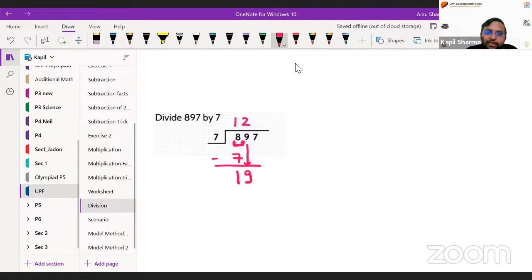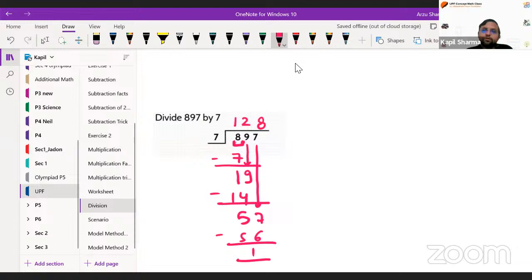Then 7 times 2 is 14, then 5, and finally 57. 7 times 8 is 56. So quotient is 128 and remainder is 1.